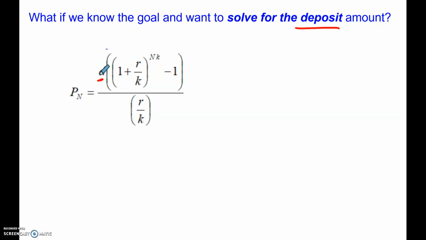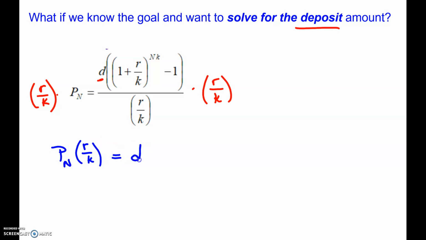If you're going to be doing a lot of these, it makes sense to go ahead and rework this formula so that D is on one side by itself. In order to do that, I'm going to clear the fractions here by multiplying both sides through by the denominator of R over K. And when I do that, the denominator cancels. So now what we have is P sub n times R over K is simply equal to D times parenthesis 1 plus R over K raised to the nk minus 1.